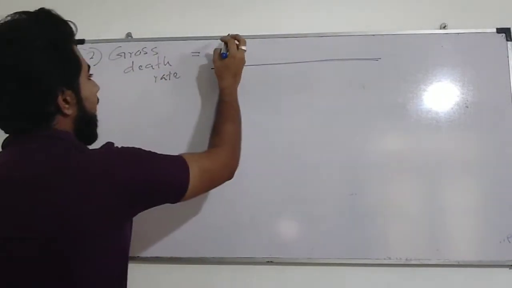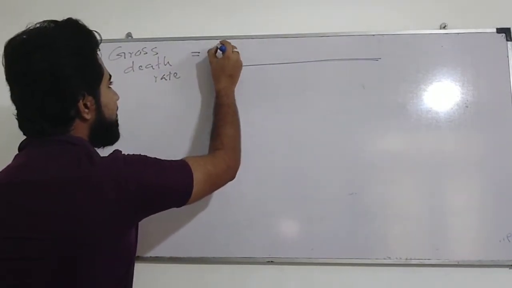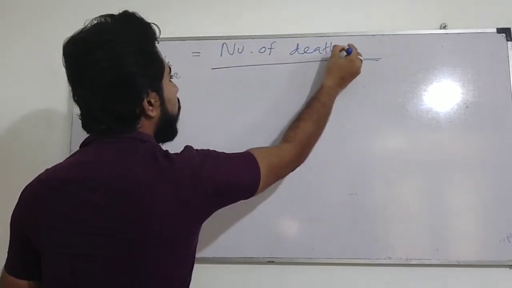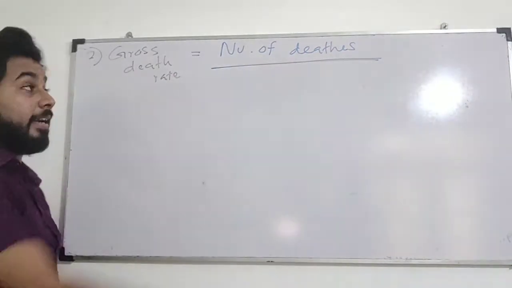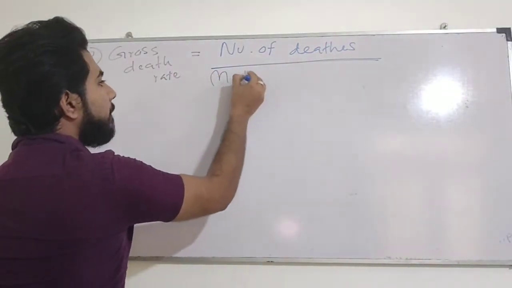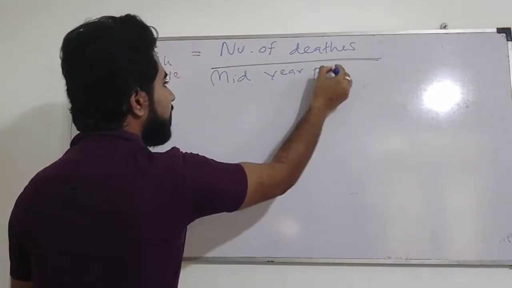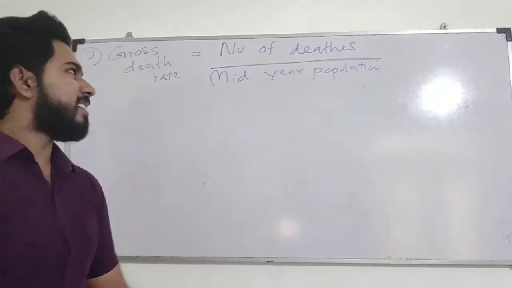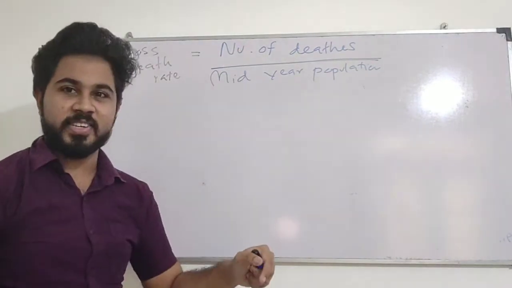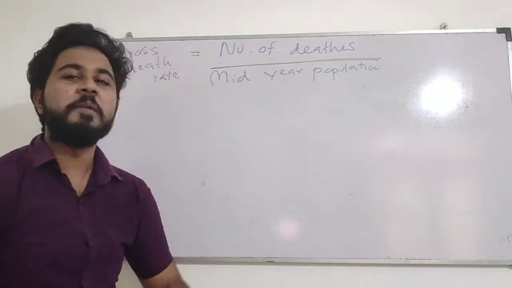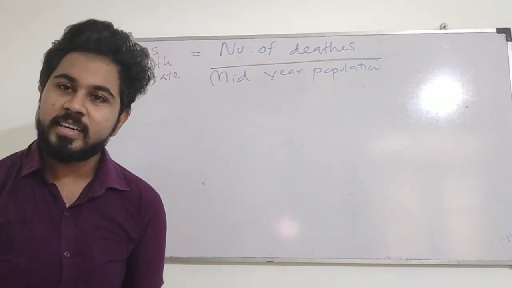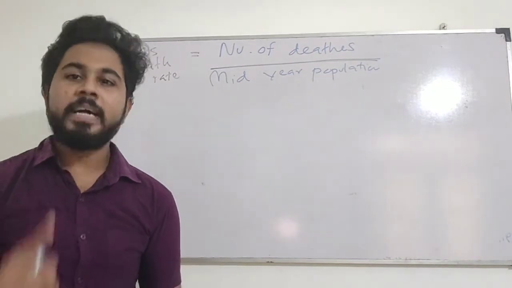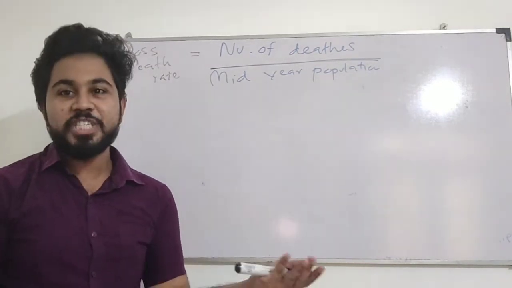Line like this, and then the numerator should be number of death cases or number of deaths divided by what? Mid-year population. Right. Now tell me, what is the meaning of this answer? If we divide death cases by mid-year population, what is the meaning of the answer? That means how many death cases happened per each person.